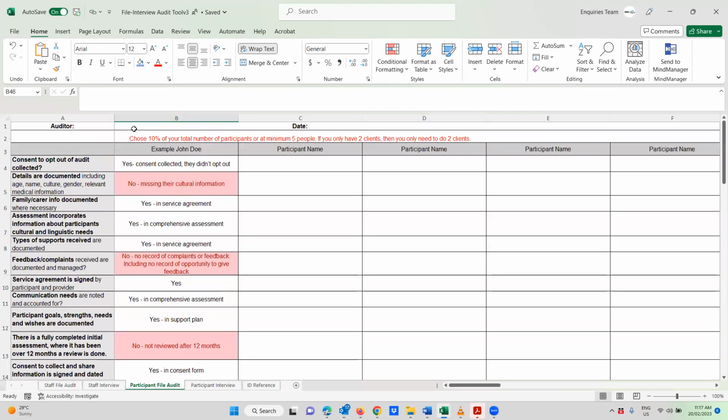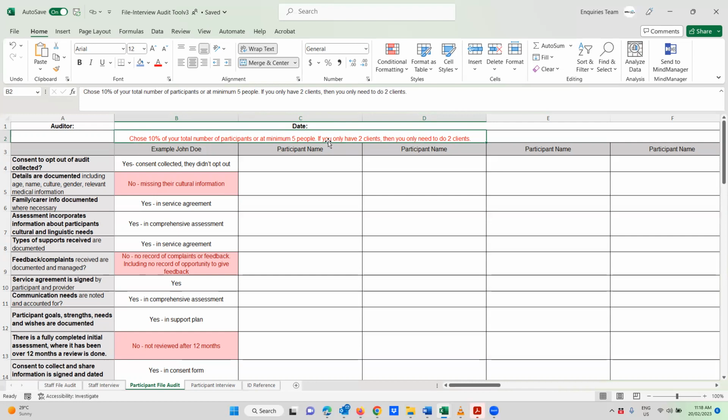Now, moving right along to the participant file, which is, again, another very rich source of information. Once again, auditor, date. Here in the sampling, we've said how the commission methodology works is that we take 10% of how many clients you have. And then if you have 100, then we're going to audit 10.